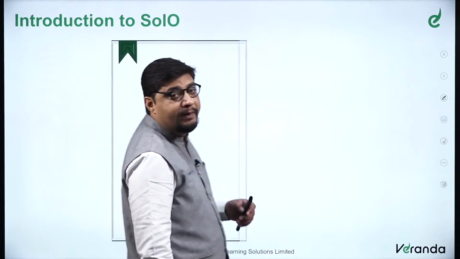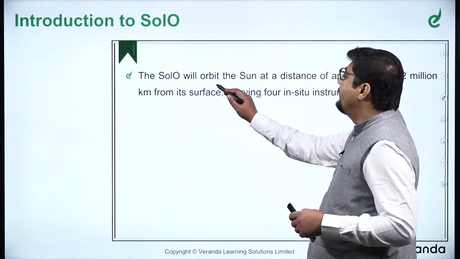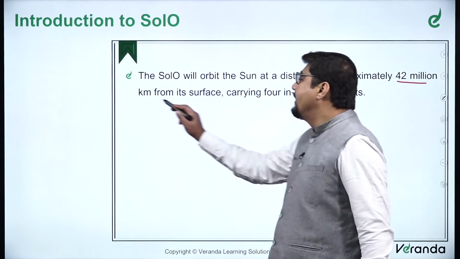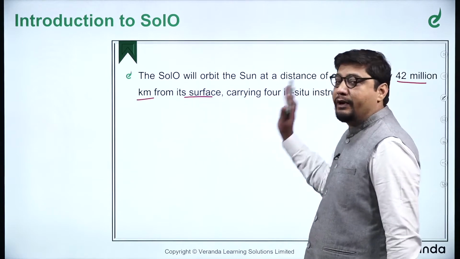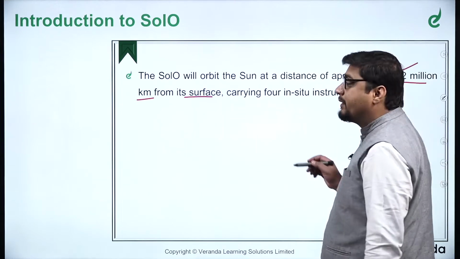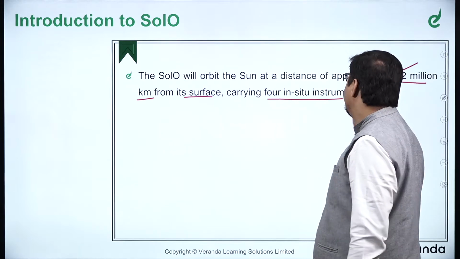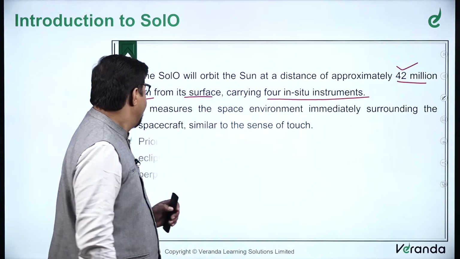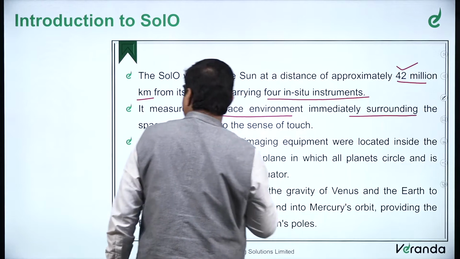Now let's begin first by introducing ourselves to the Solar Orbiter. Now what is it? The Solar Orbiter will orbit the sun at a distance of approximately 42 million kilometers from its surface. So the point is, as the name goes, Solar Orbiter. So it is going to orbit the sun at a distance of approximately 42 million kilometers from its surface, carrying 4 in situ instruments. That means carrying 4 instruments with it. Further, it measures the space environment immediately surrounding the spacecraft.